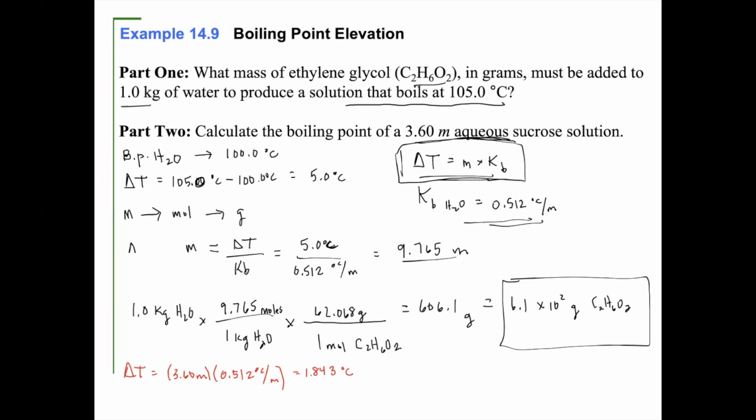We know that because we're elevating the boiling point, we're going to be adding that to the boiling point of water, which is normally 100 degrees Celsius. Okay, so there you go. That's the new boiling point after you add sucrose to water.